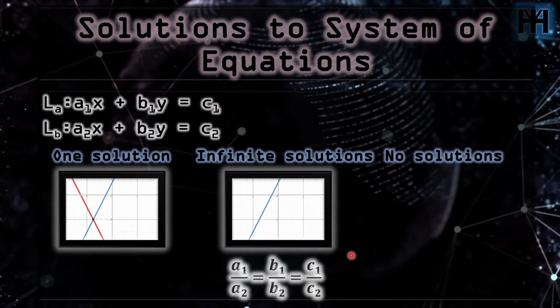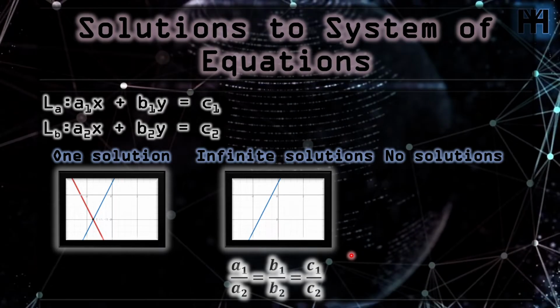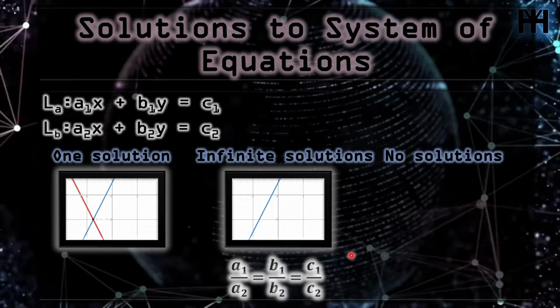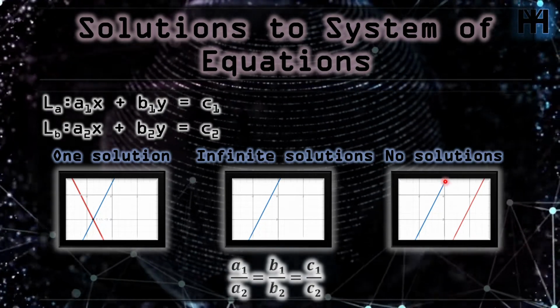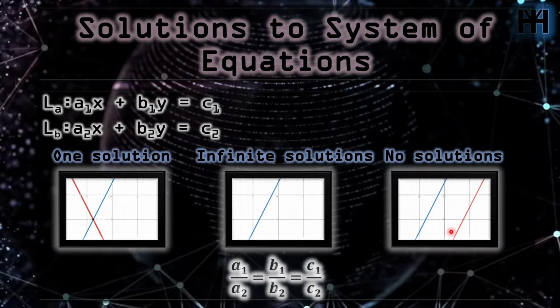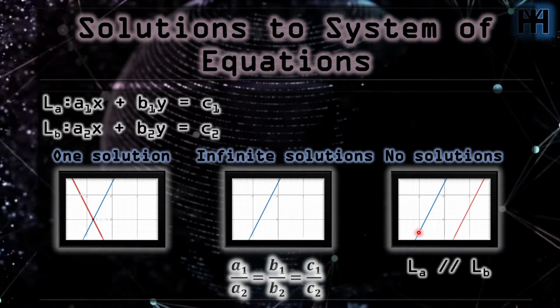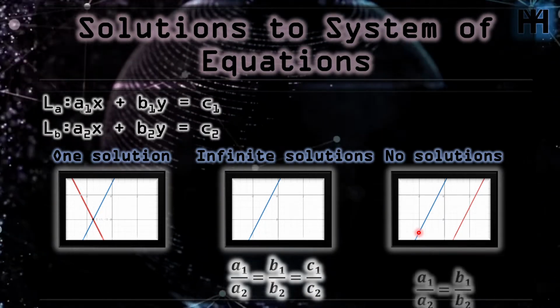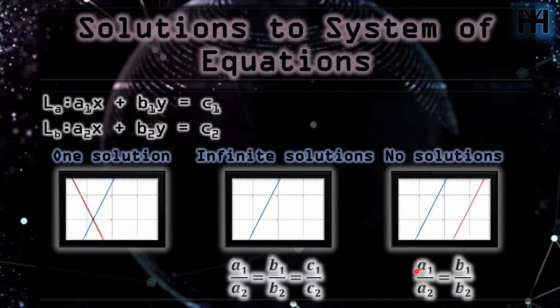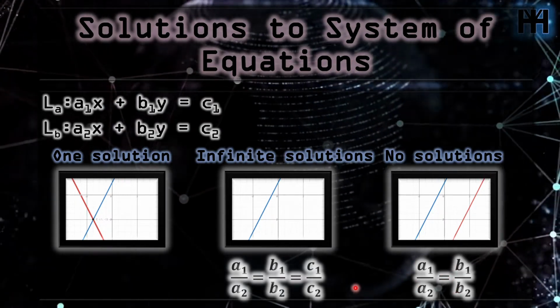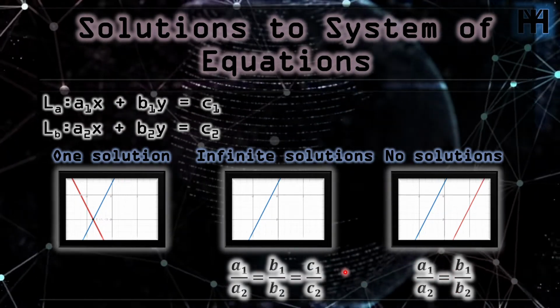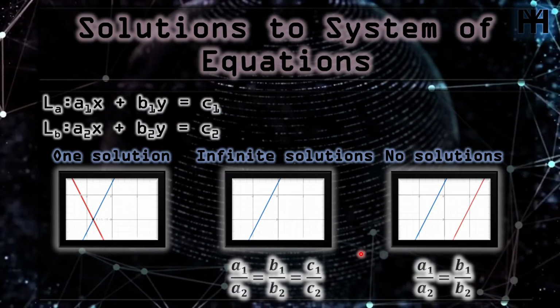Okay, if there are no solutions, you tried and tried and tried, and there is no solution to the equation, this will only mean one thing. These two lines are parallel to each other. So a1 over a2 will be equal to b1 over b2. If anyone is interested in the proof, tell me in the comment section below.